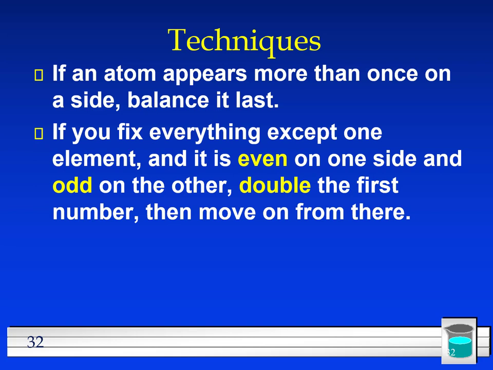And here's how you write up about that double. Fix everything except one element. Got one left to go, and it's even on one side and odd on the other. Double the first number. Whatever is in front of that first element, double it. And move on from there, and it'll get rid of your odd numbers for you. Most often it's going to be putting a 2 in front, but the real technique is to double it. Because if there's already a 2, we want to double it to a 4, like we did with aluminum nitride.